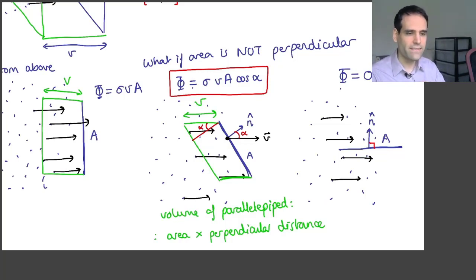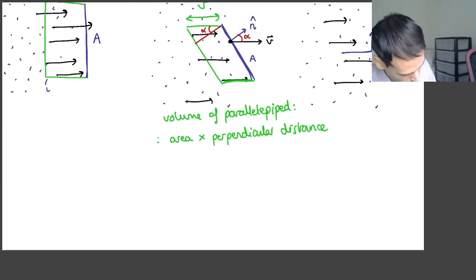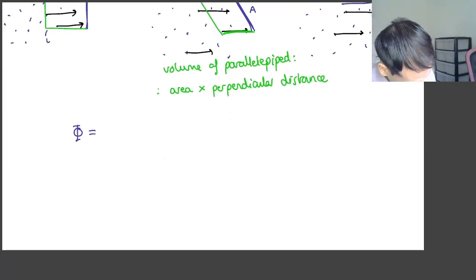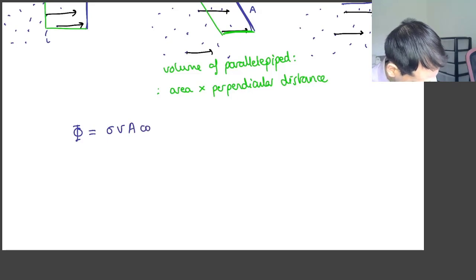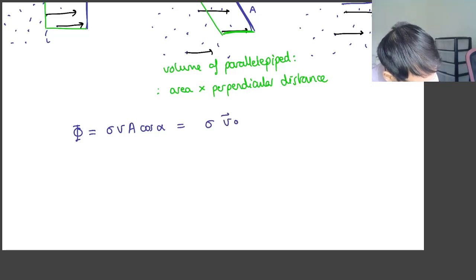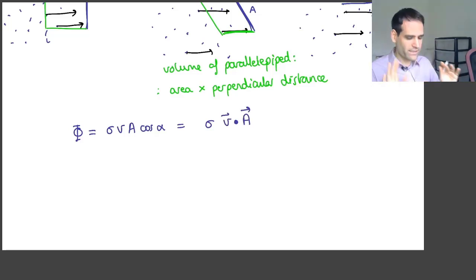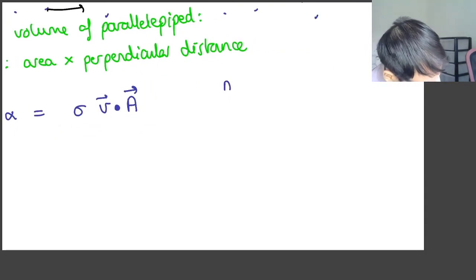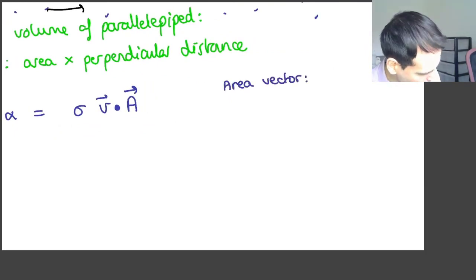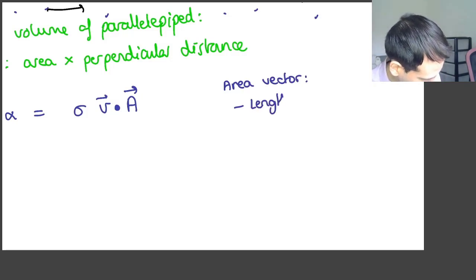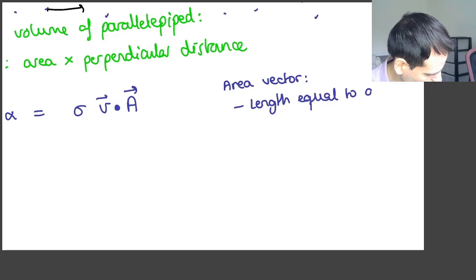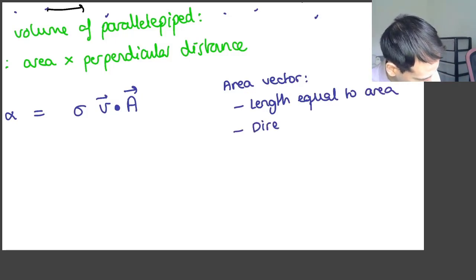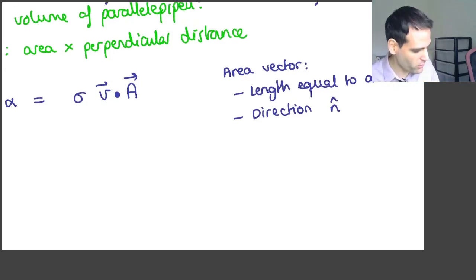Now there is a nice way to write this. Instead of using the cosine, we can use a dot product. If we know that phi equals density times the speed times the area times the cosine of the angle, we can write this as the density times the velocity vector dot product with the area vector. Now wait a second, what do I mean by the area vector? The area vector has a magnitude, or length, equal to the area, and has a direction n hat perpendicular to the area.